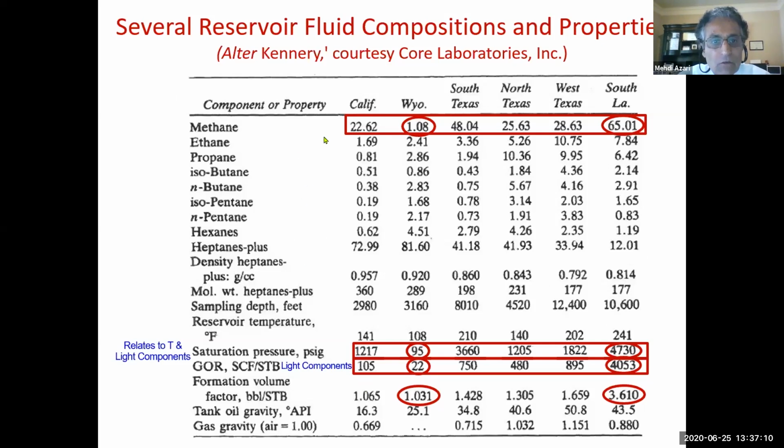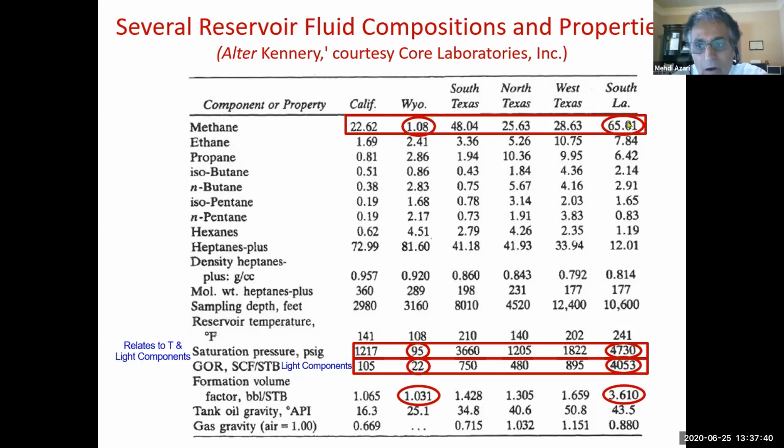Now, this is another situation that I put the different oil from different parts of US. Again, we look at the methane here. Look at the Wyoming oil, has only 1% methane. And South Louisiana has 65% methane. And then there's a lot of other things. And then saturation pressure. Saturation pressure means like bubble point, huh? The bubble point.